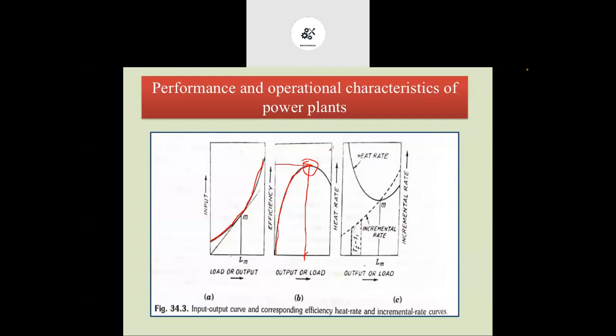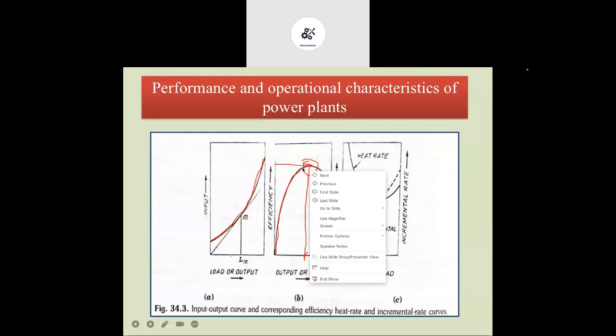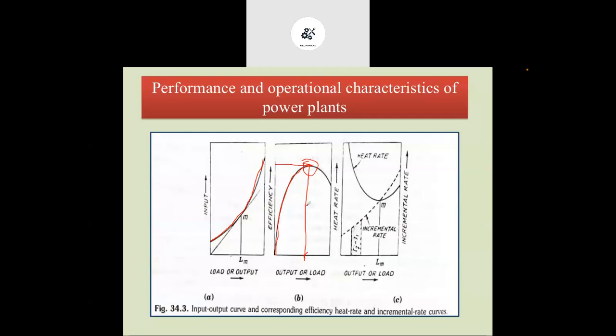We mostly try to run the power plant at the maximum efficiency point, but practically it is very difficult to run the particular power plant at maximum efficiency. So in that case, we try to run the power plant near the maximum efficiency.